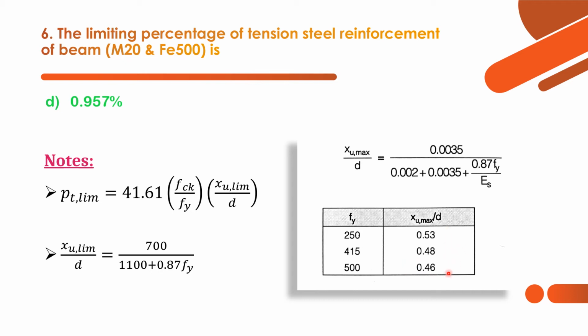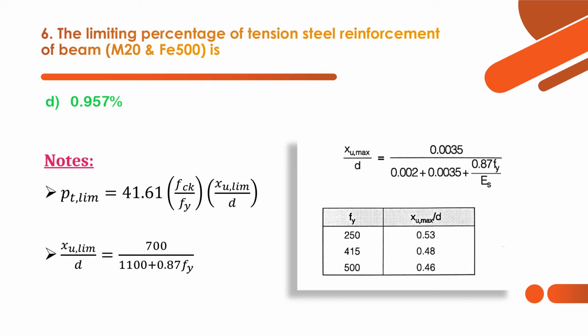We can remember these three values so that we can use them as they are and get rid of this formula. But just for the sake of understanding, XU limit by D is equal to 700 by 1100 plus 0.87 Fy, which is the basic formula to determine the ratio XU limit by D. So here XU limit by D is 0.46 because Fe 500 grade of steel is used. Upon substituting all the values, we get the limiting percentage of tension steel reinforcement as 0.957%.